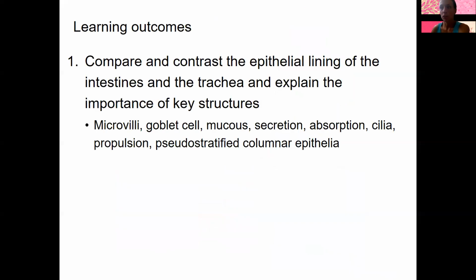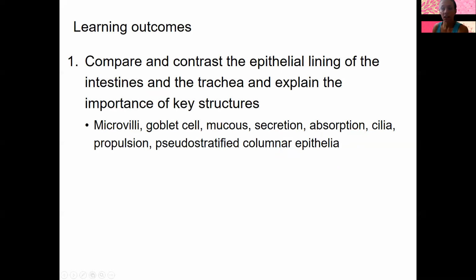So what we've done here is compare and contrast the epithelial lining of the intestines and the trachea as our two examples of simple columnar versus pseudostratified columnar, and the importance of the key structures. Some of those key structures are microvilli in the intestine, and goblet cells and mucus in the trachea. Some of the functions, cilia, are also in the pseudostratified columnar.